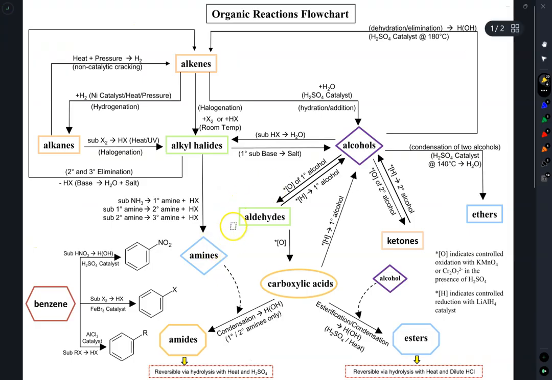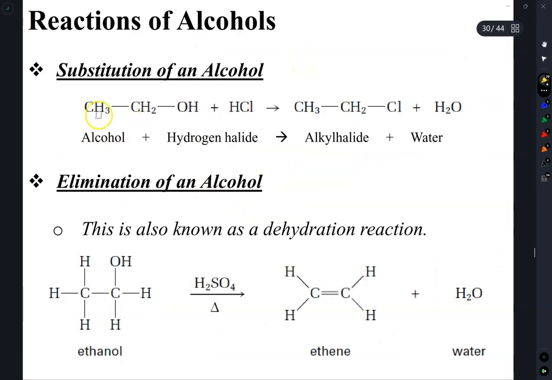Now, most organic reactions are reversible, so once you have created your alcohol, you can reverse it back to its original reactants. So let's take a look at these two reactions. If you substitute your alcohol with a hydrogen halide, the hydroxyl group and the halogen, in this case chlorine, will switch places, forming your alkyl halide and a water molecule byproduct.